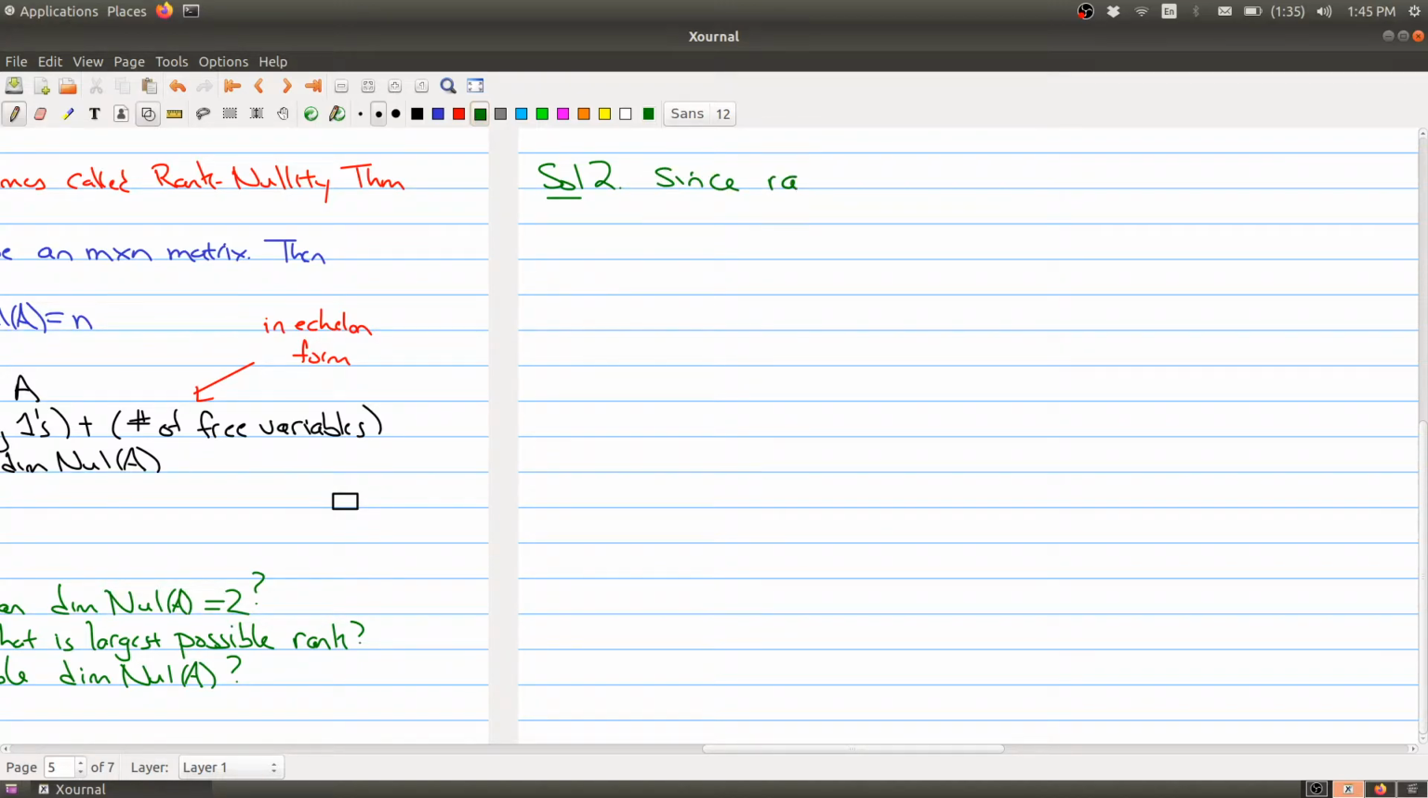Well, the rank of A is equal to the dimension of the column space of A, and we know that the column space of A has to sit inside of R^7 because we're looking at a 7x5 matrix. So the dimension of the column space of A must be less than or equal to 7. But what else do we know?